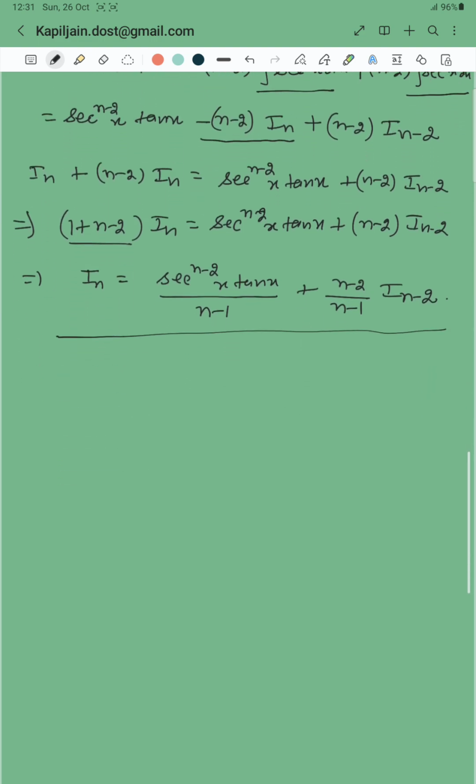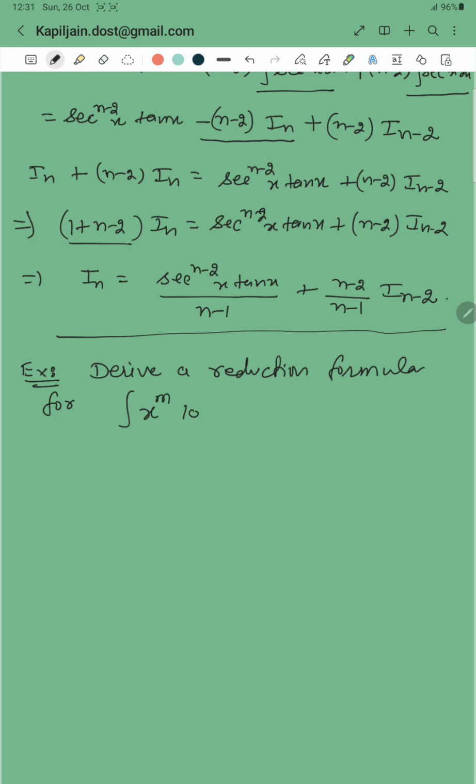Now we prove some more formulas in terms of exercises. Derive a reduction formula for the integral x raised to power m into (log of x) raised to power n dx, where m is not equal to minus 1. So start.